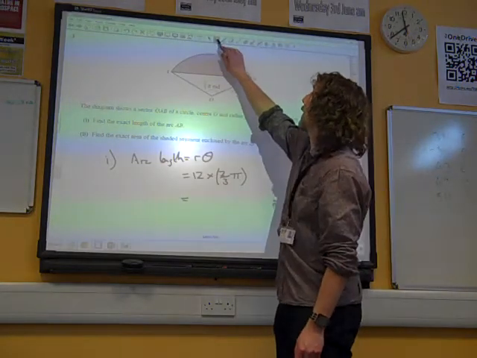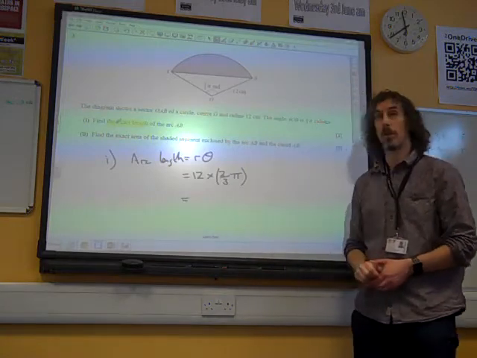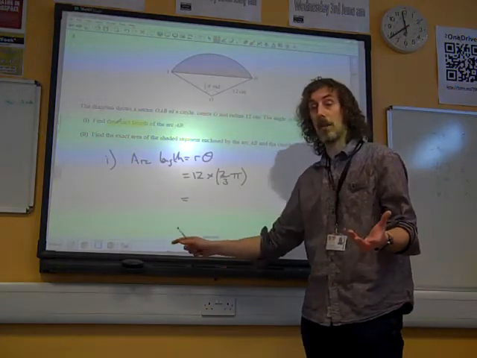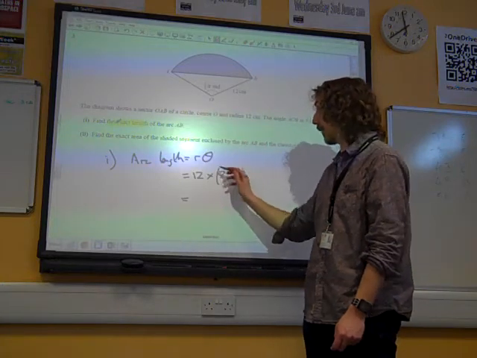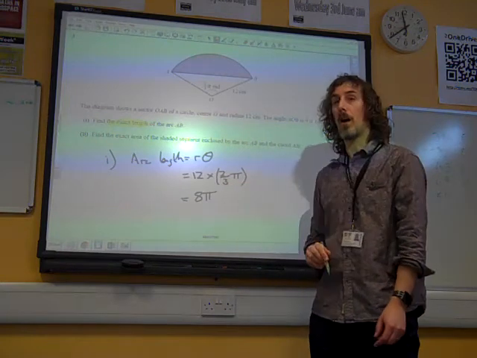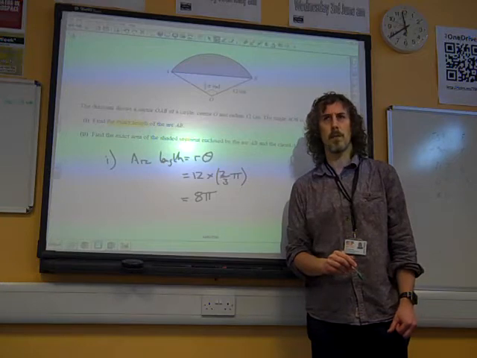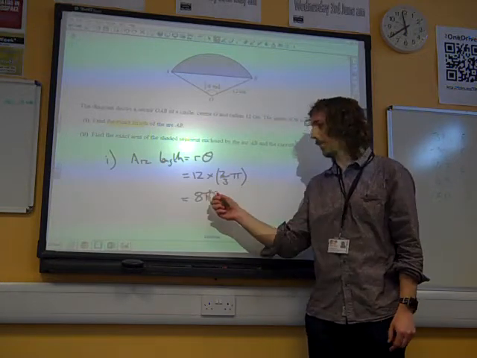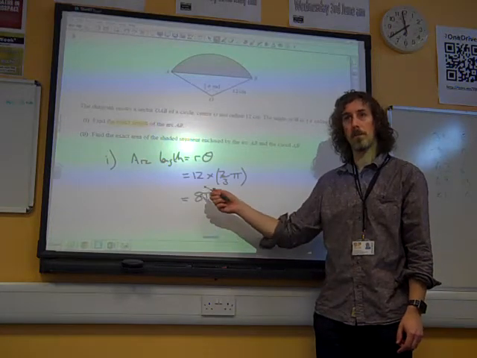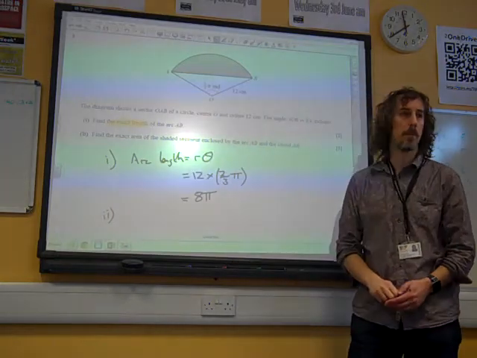And notice what it says. Exact length is what's required. So that means don't give a decimal answer at any stage. So it is 12 times 2/3 times pi, so that's 8 pi. That's the only acceptable answer. Okay, your answer of, was it 25.1 or something like that, if you do pi times 8, is no good. Even if you've written 8 pi, and you then write it, it's no good. You'll lose the value that you got from 8 pi.